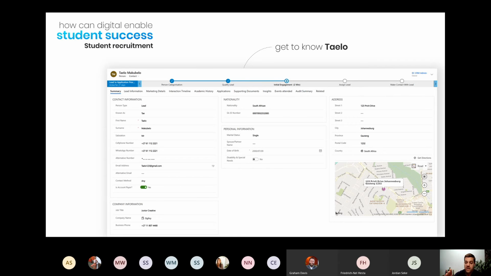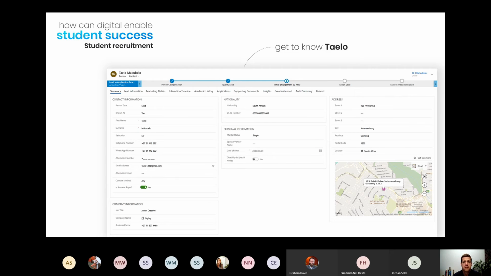Anyway, I digress. So here we've got all sorts of different information. We've got his WhatsApp number, his email address. We know whether he's the account payer or not. We know if he's part of, as I said before, he's working and studying at the same time, paying his own way. So he's working at Ogilvy, and he's a junior creative over there.